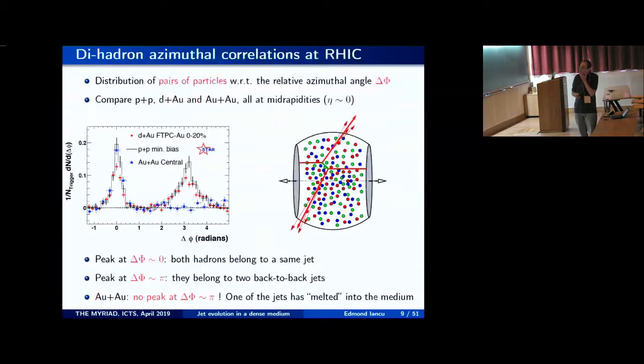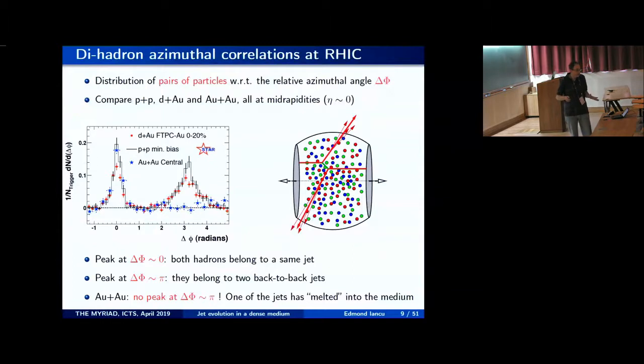Good. So now let me return a bit to RHIC physics, at the prehistory of heavy ion physics, and show the first event showing what's called today di-jet asymmetry. At that time, it was not called di-jet asymmetry. It was called di-hadron azimuthal correlations. So it's a distribution of pairs of particles with respect to their relative azimuthal angles.